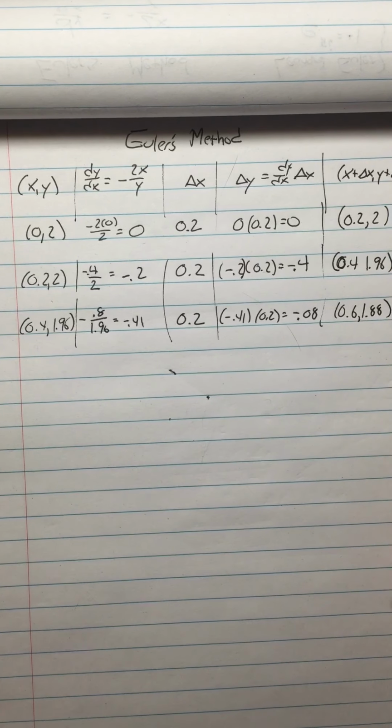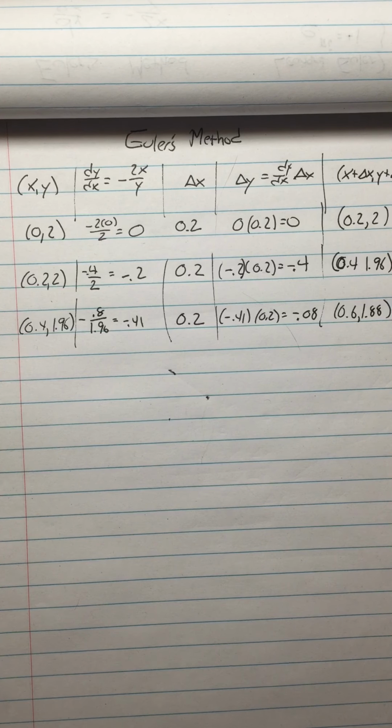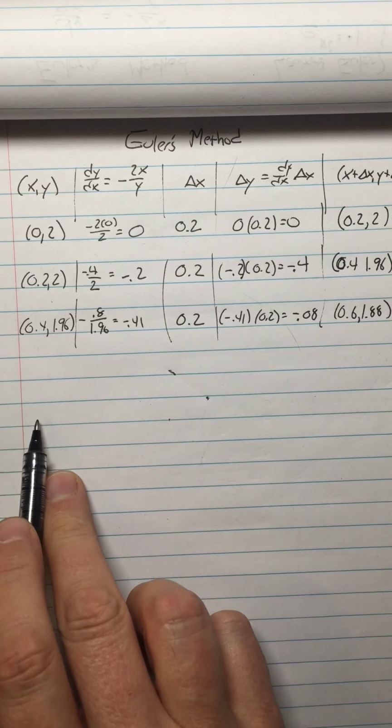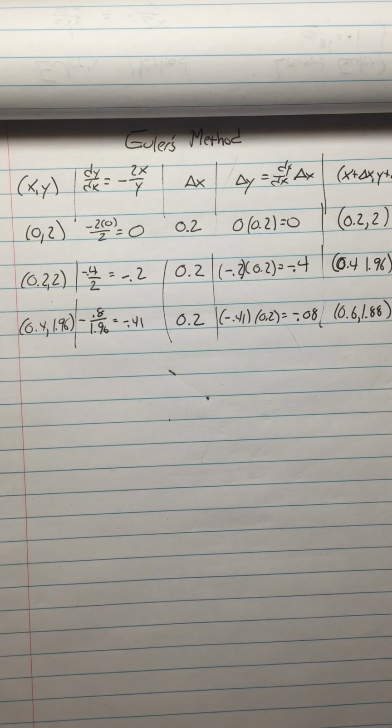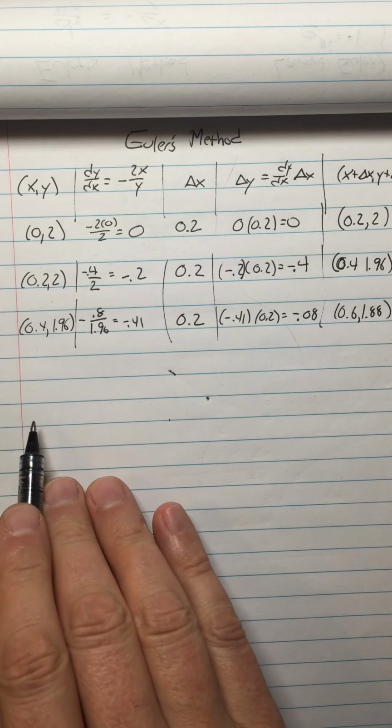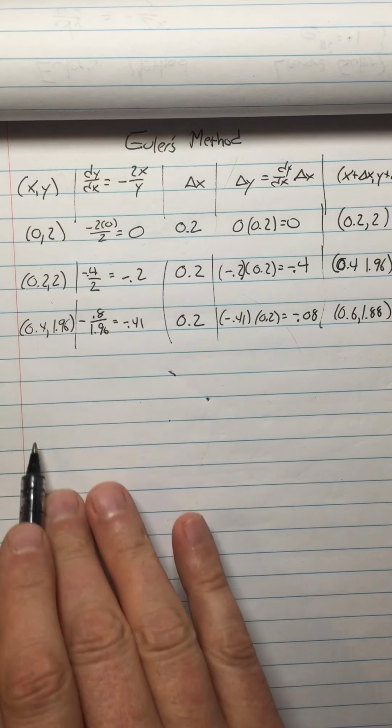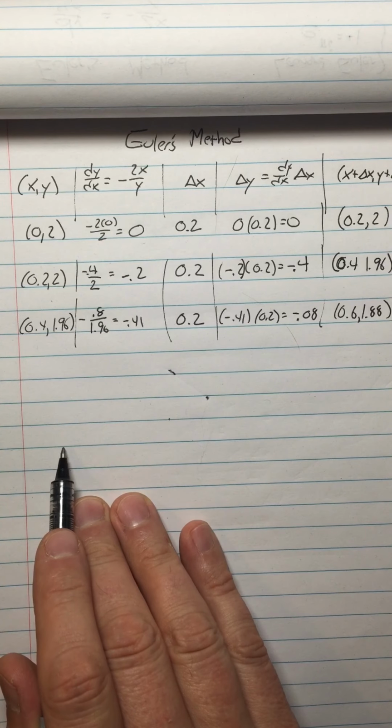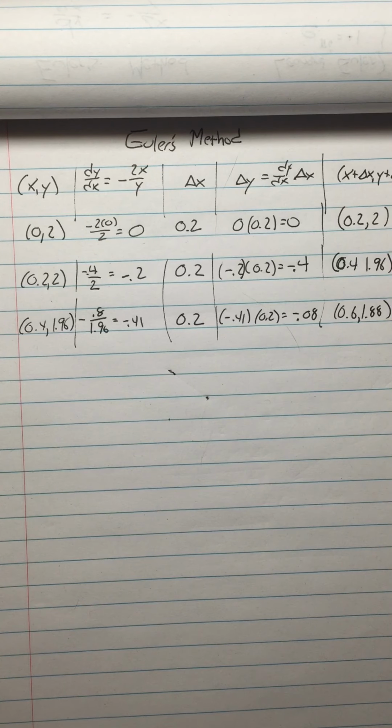How far do I keep doing that? Well, typically the question is going to be: find f of 1. So I need to keep going until my x gets up to 1. So find the value of the function when x equals 1. I'll keep going until I get to 1, see what y coordinate goes with that, and then I'm done. I went ahead and did all these up to 1.8.